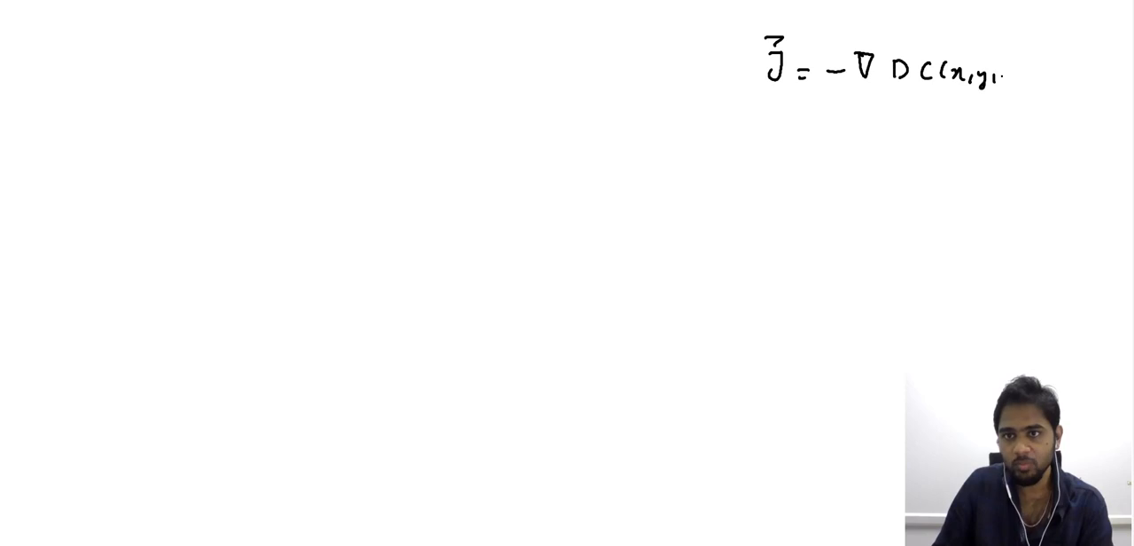Now that we have understood how the gradient operates on a given variable, the accurate description of Fick's first law would be of this form: minus nabla D c of x, y and z. Now assuming that D is constant, we can take D, that is the diffusivity, out and express it in this manner.